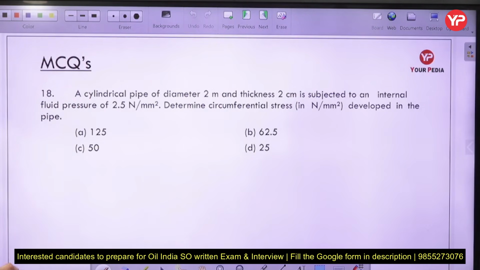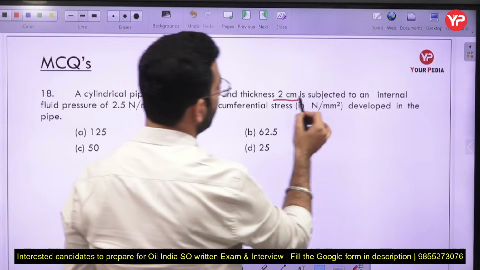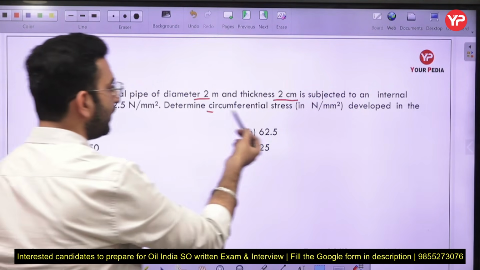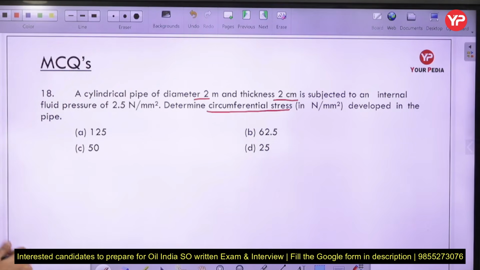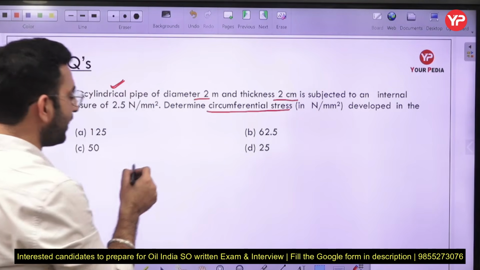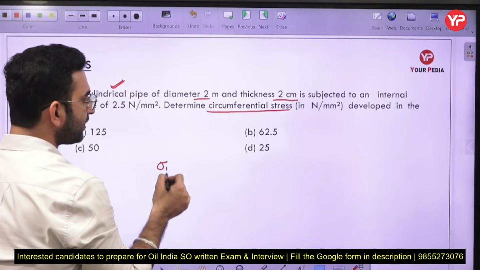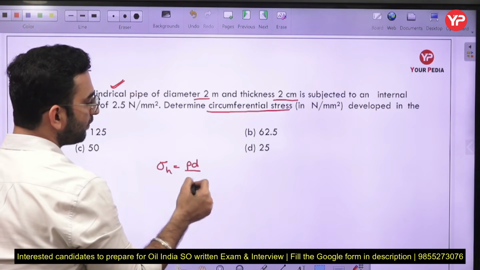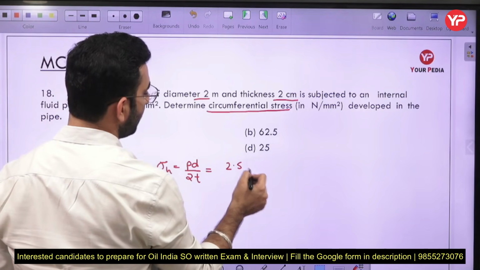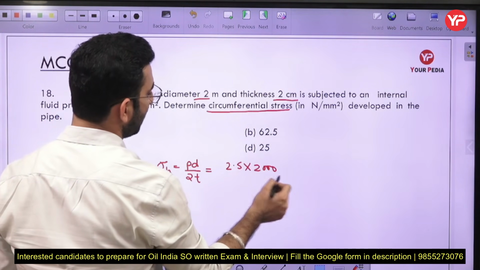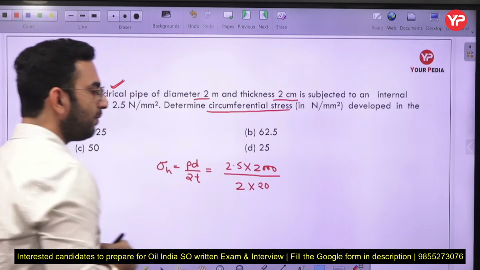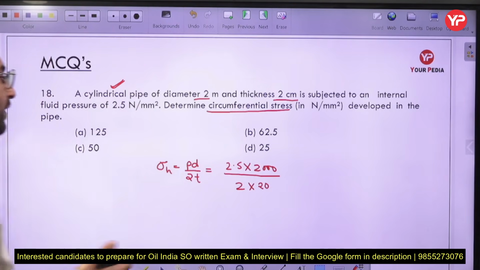Next part, a cylindrical pipe of diameter 2 meter and thickness 2 centimeter is subjected to an internal fluid pressure of 2.5. What will be the circumferential stress? Whenever you are doing a question of this type, just see whether it is a case of a cylinder or a sphere. In the case of a cylinder, we know that the hoop stress or the circumferential stress is given by PD upon 2T. So P is given to us as 2.5, diameter is given to us, that is 2 meter, and thickness is 2 centimeter, that is 20 millimeter. If you just find out the exact value, you will get your final answer.